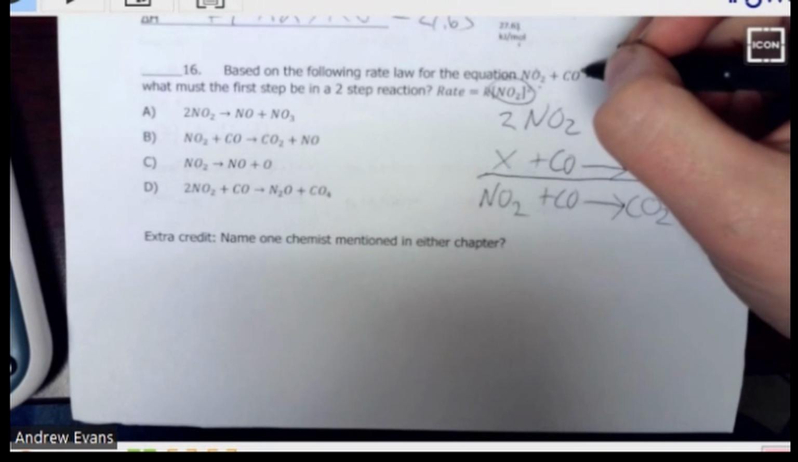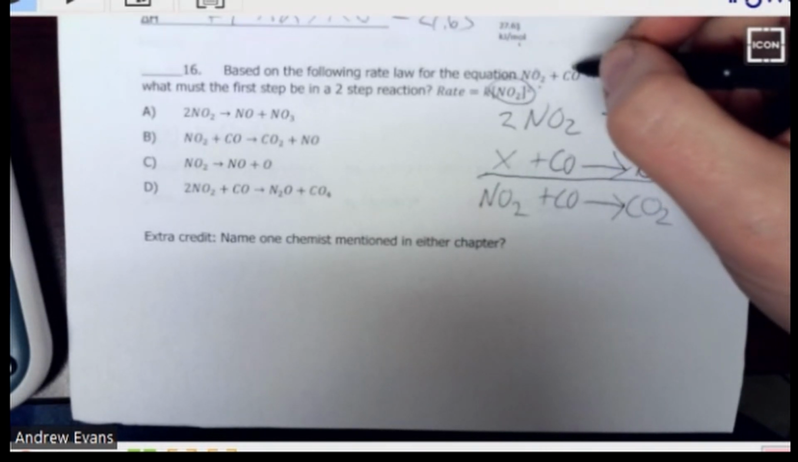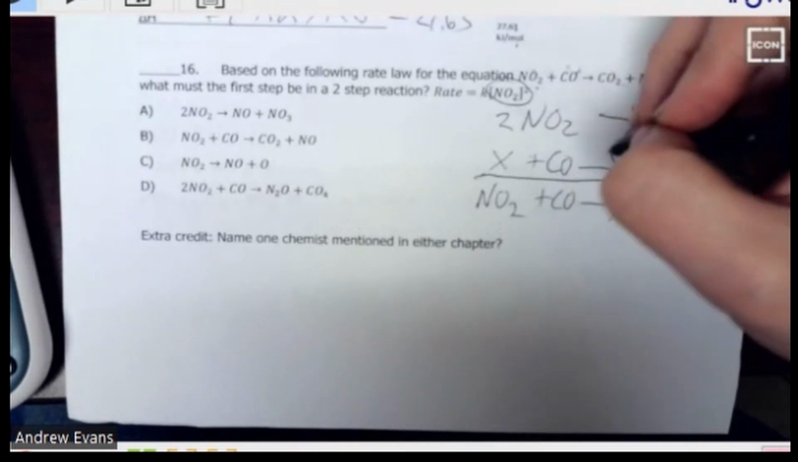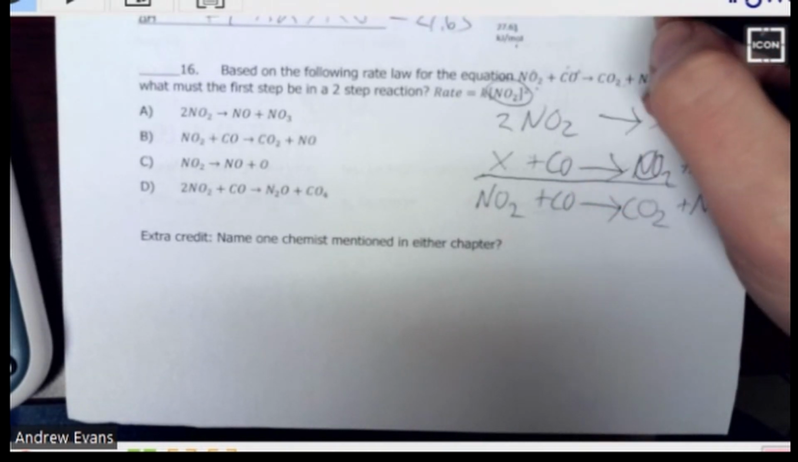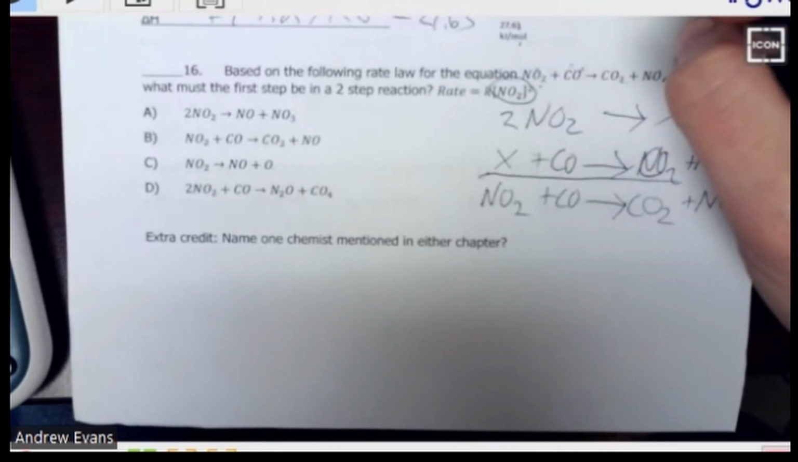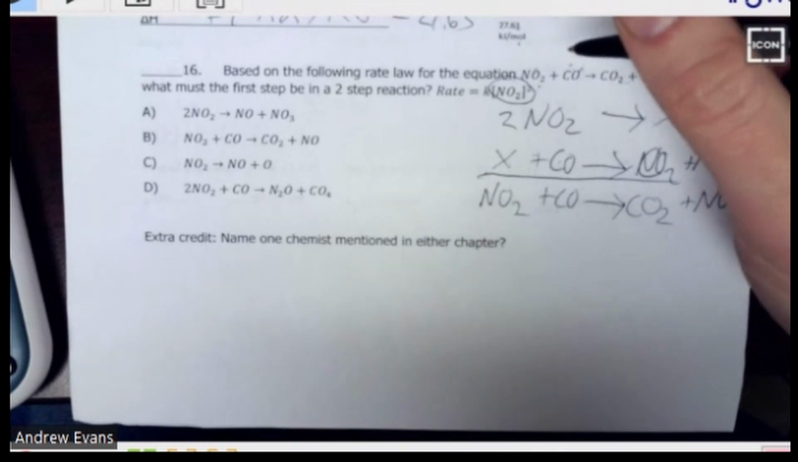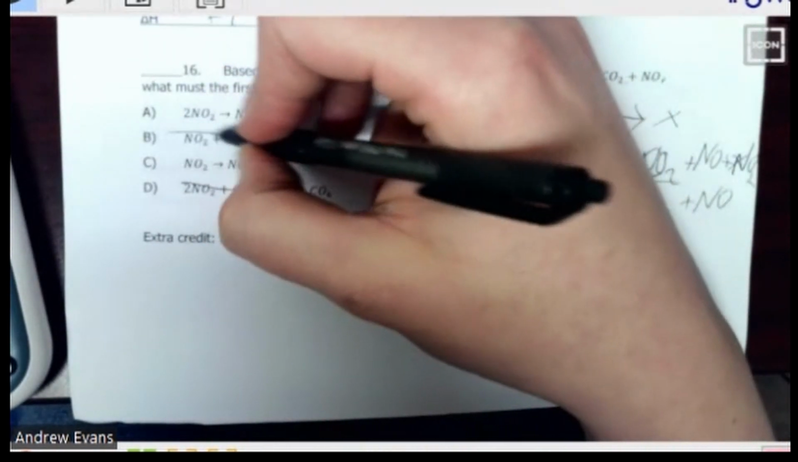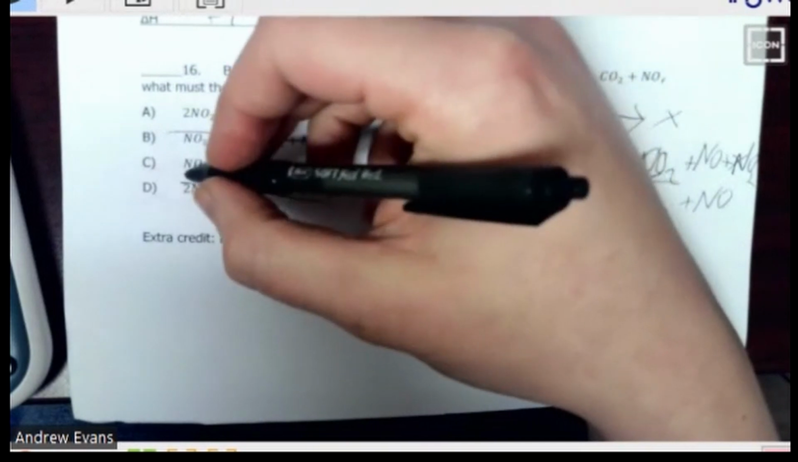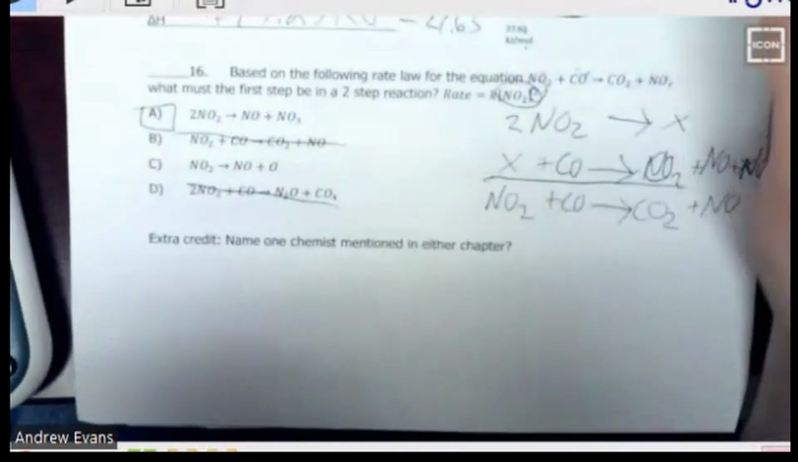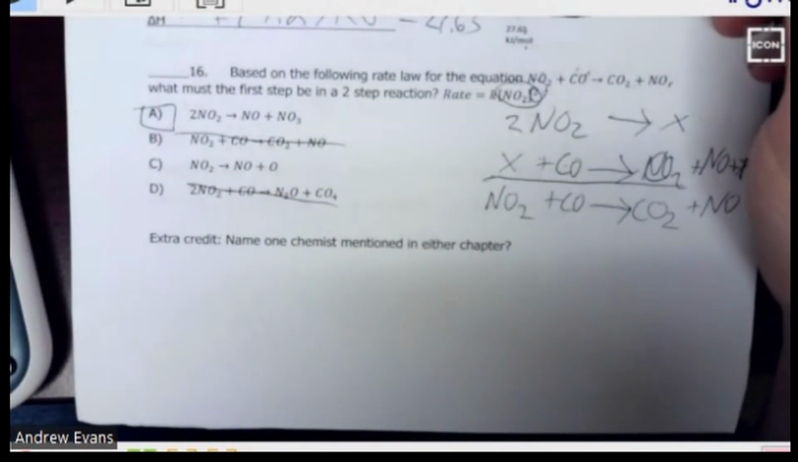But the fact of the matter is, if the second step was slow, then we would have everything included. But instead, CO is not included. It's zero order in CO, meaning it cannot have CO in any of it. The first step has to be slow, and it can't have CO in there anywhere. So the fact that there are two NOs means it has to be A. In fact, I went over this example in class.